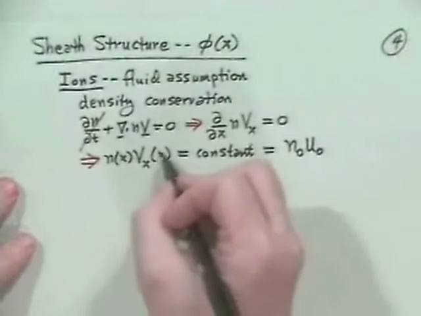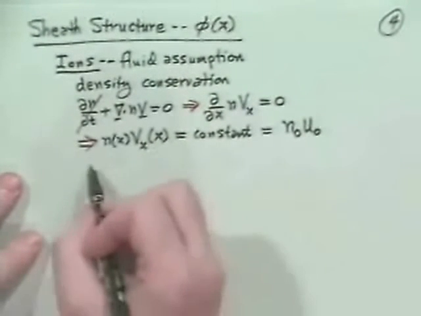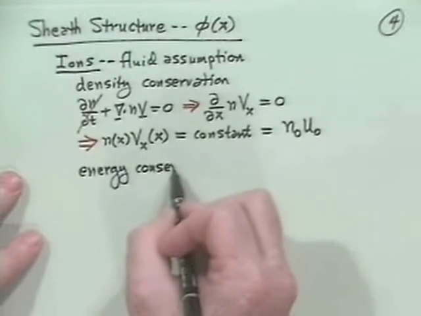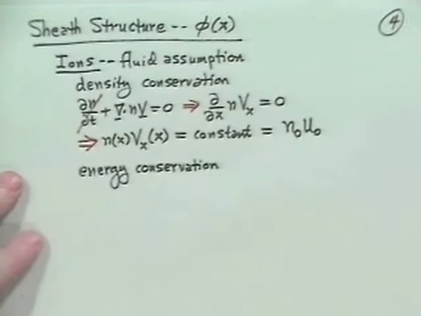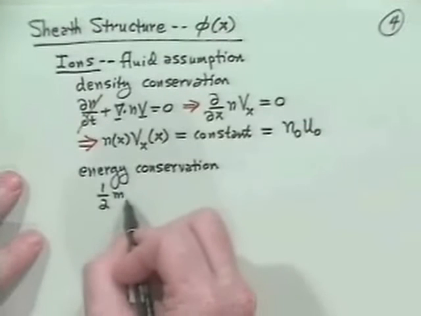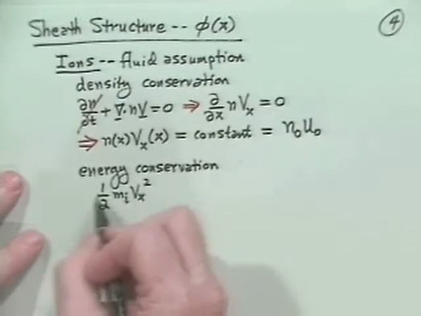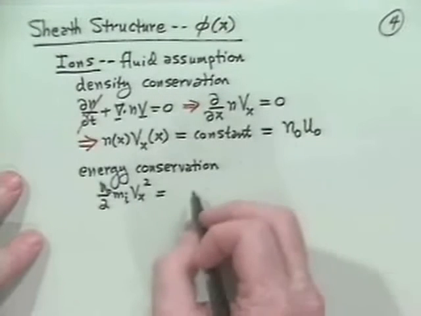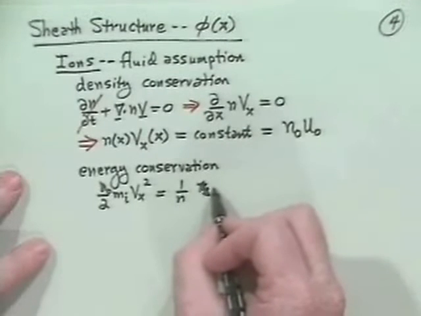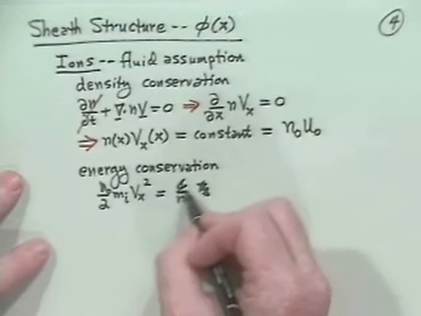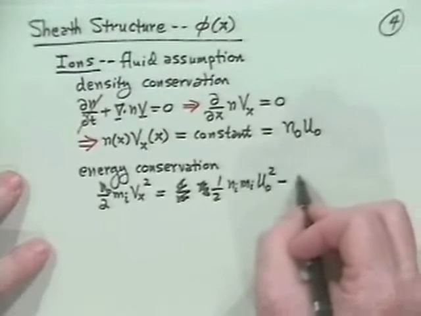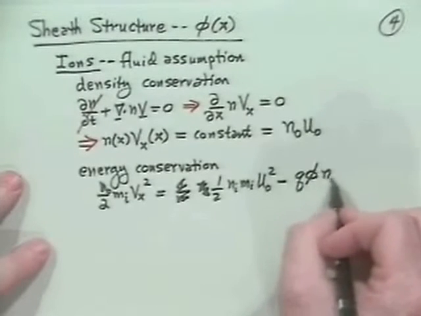But there's a little more we can do with this. Next, let's use energy conservation. We could write out the flow energy equation and dot it and so forth, but we'll just basically say that the kinetic energy, 1/2 Mi vx squared, is equal to 1/2 Mi u0 squared minus q phi. Why did I put 1 over n? 1/2 ni Mi u0 squared minus q phi n0.